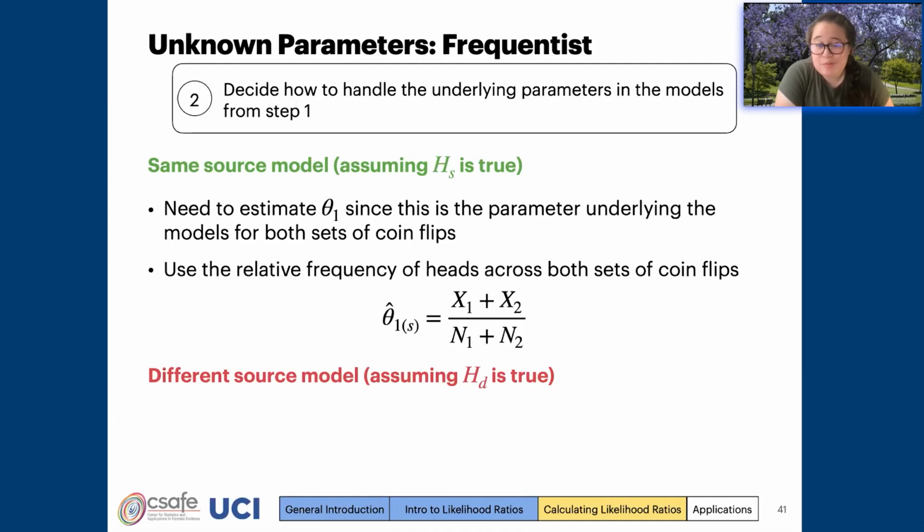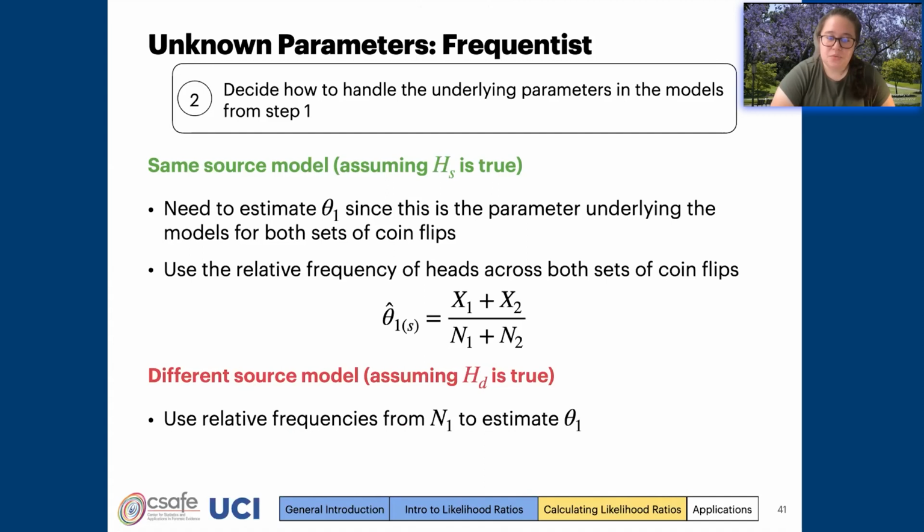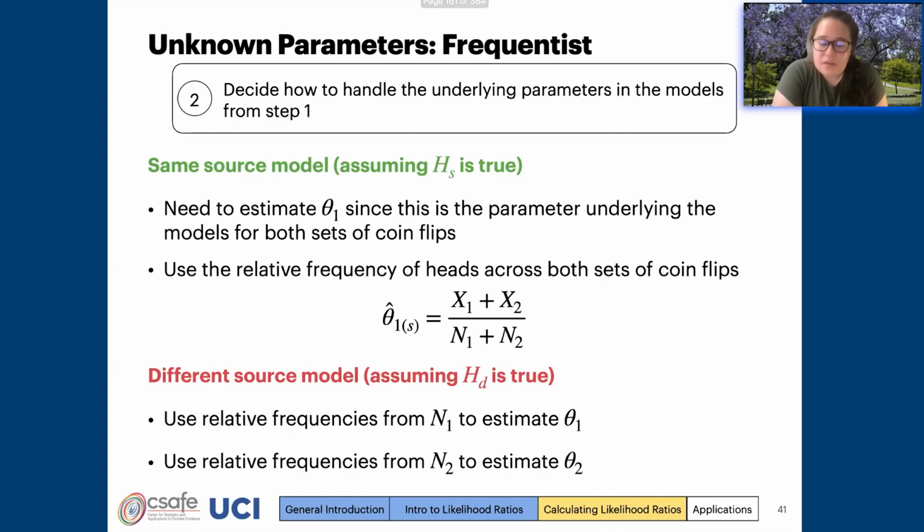We can do a very similar thing for the different source model, except that now we have to get 2 estimates. So we'll use the relative frequencies from coin A to estimate theta 1 and the relative frequencies from coin B to estimate theta 2. And for those that are familiar, these are the maximum likelihood estimates.